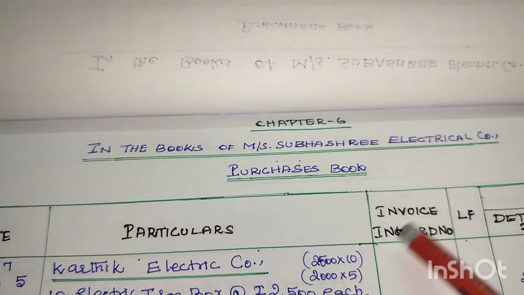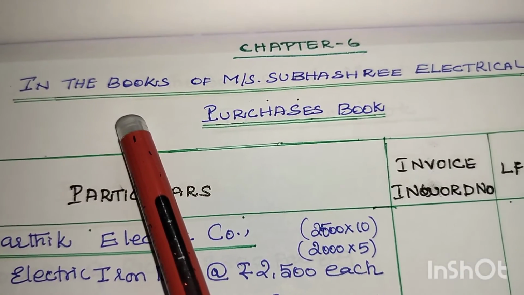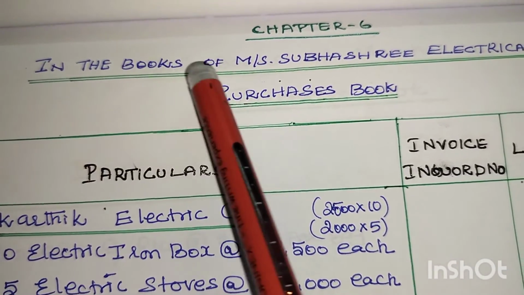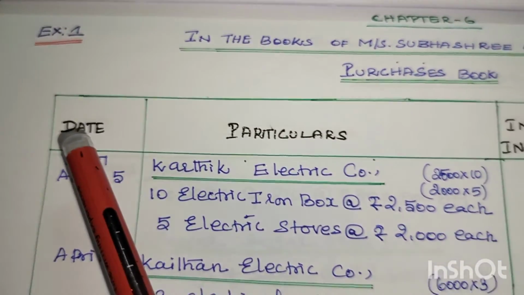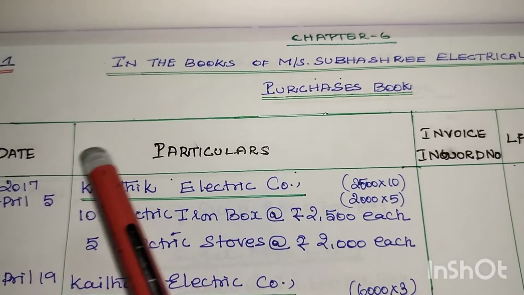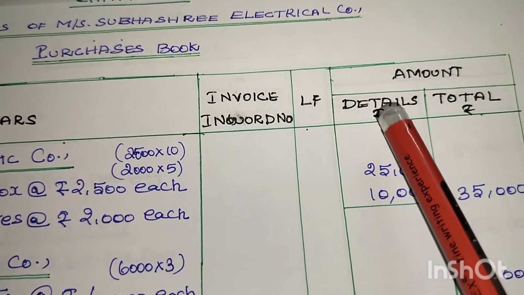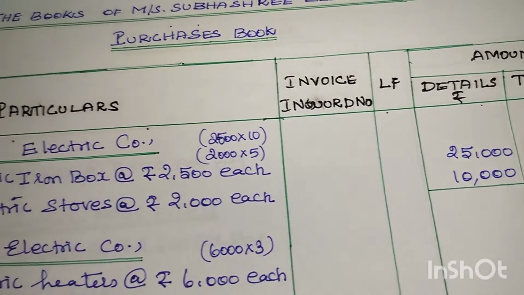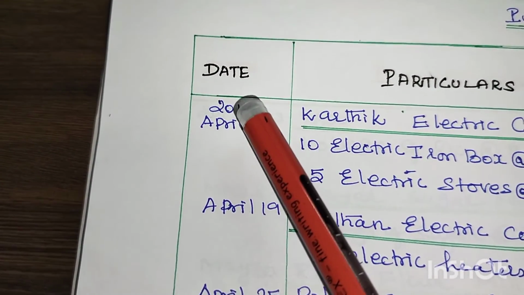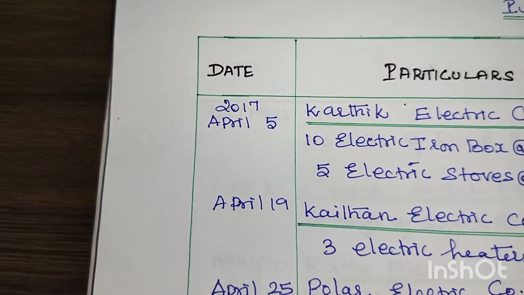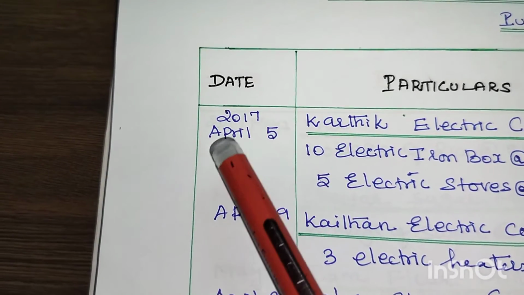Before we prepare the purchases book, we need to write its title: in the books of Miss Subsidiary Electric Company, purchases book. The format contains 5 columns: date, particulars, inward invoice number, LF, and amount column subdivided into details and total rupees. Then we know the data. In the date column we enter the date of the credit purchase. So the first transaction tells us 2017 April 5.